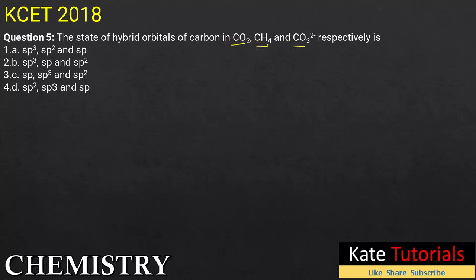So first you have to know the structure of those things. I assume that you know the structure of that, right? If you have studied chemical bonding thoroughly, you can easily tell the structures. So carbon dioxide means C double bond O, double bond O. CH4 means methane, C with four H's. CO3 2- means C double bond O, O minus, O minus. So CO3 2-, right?